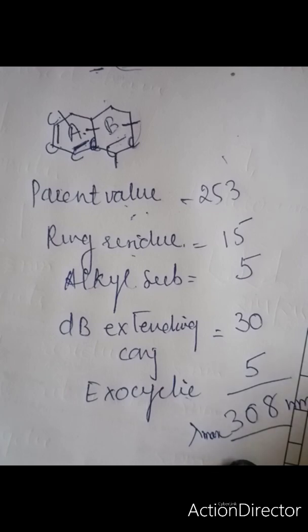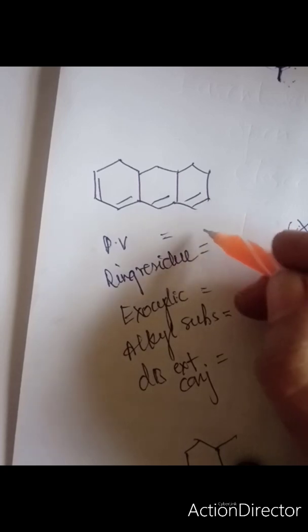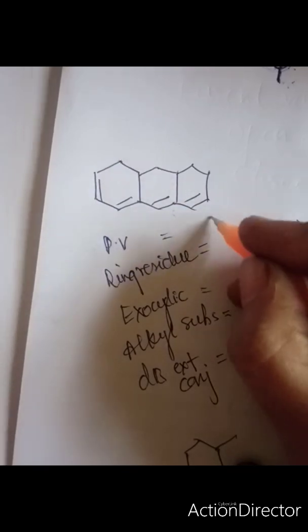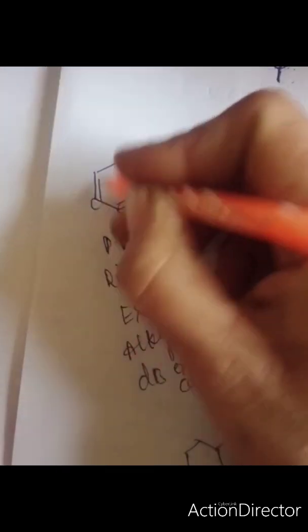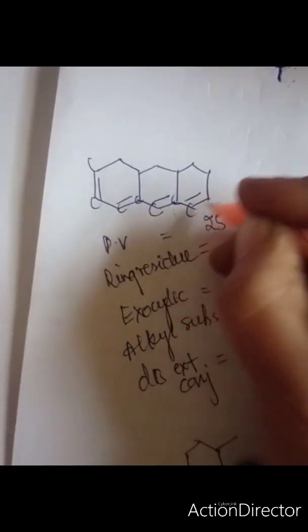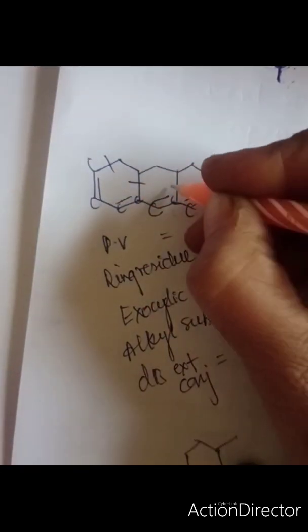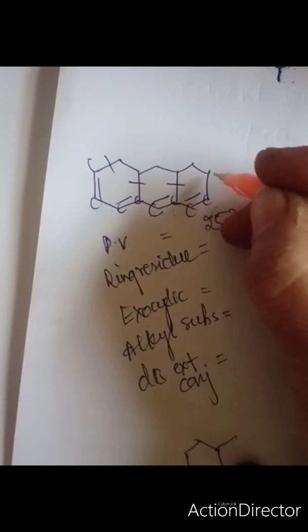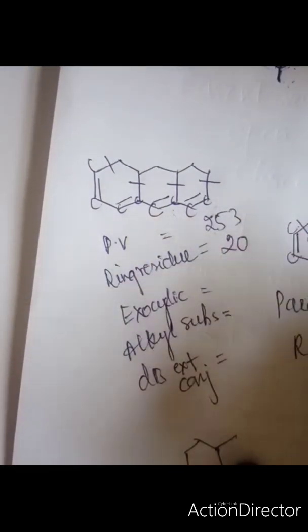Let us do one more example. Let us do this example. Now in this case, again the parent value will be 253, since it is both homoannular and heteroannular. Ring residue, again you have to see each C=C double bond, it is attached to how many single bonds. So one is this, 2, 3, 4. 4 ring residues are there. So 4 5s, you will be writing 20.